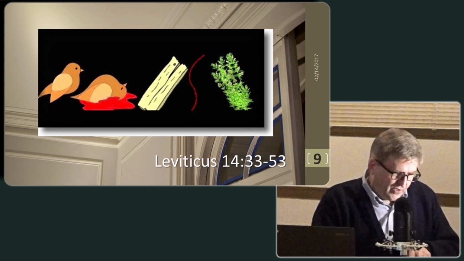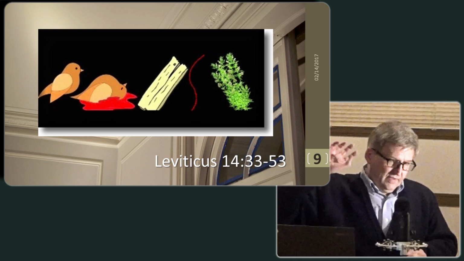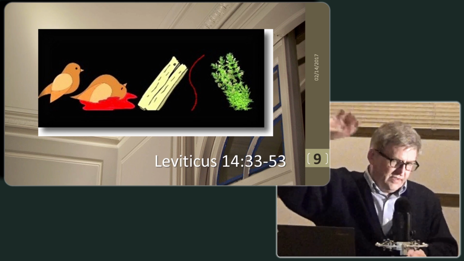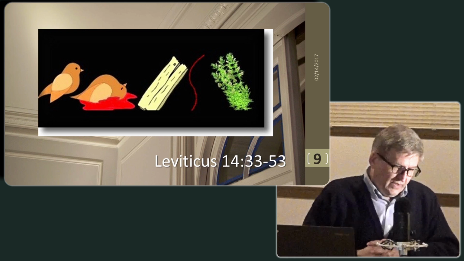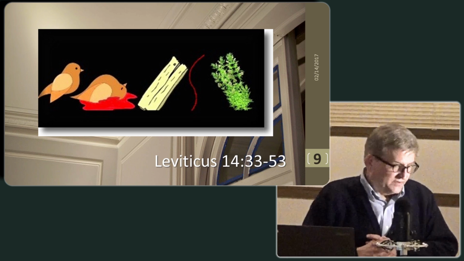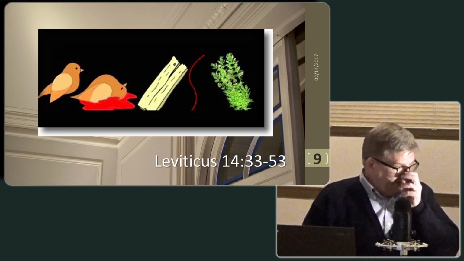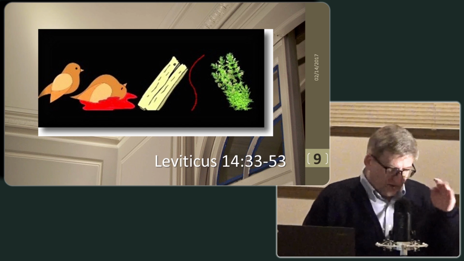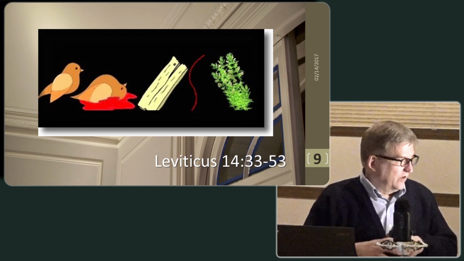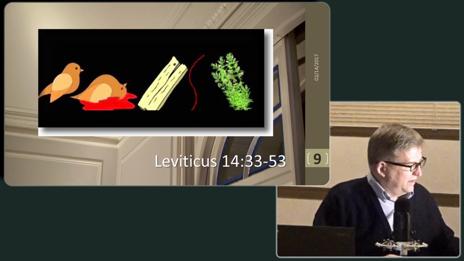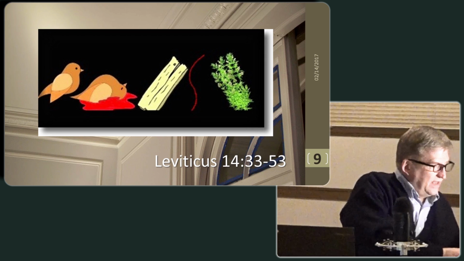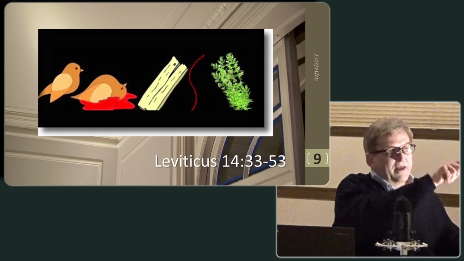And then the live bird they take out and let go out of the city into the open country. And it says, "So shall he make atonement for the house, and it shall be clean." And that's it. This is the law for the cleansing of houses. Okay. So it says that the house is clean by the sprinkling.